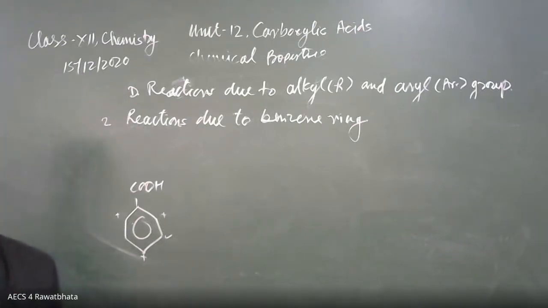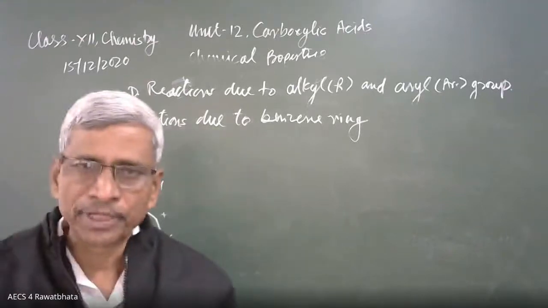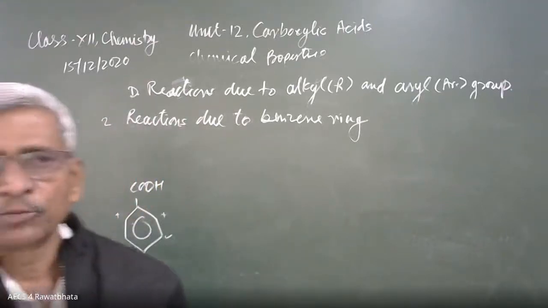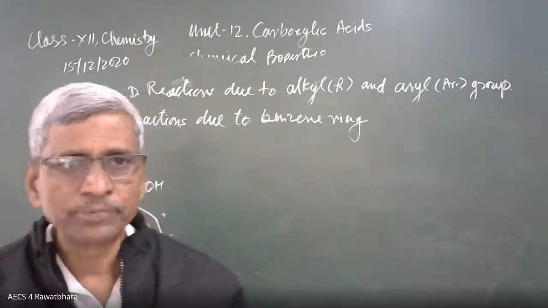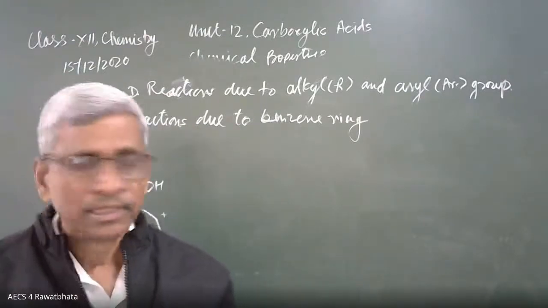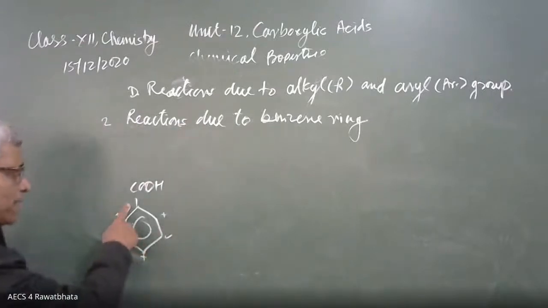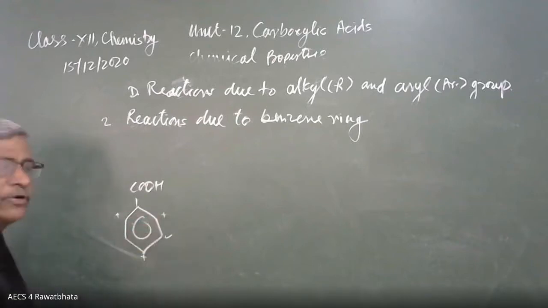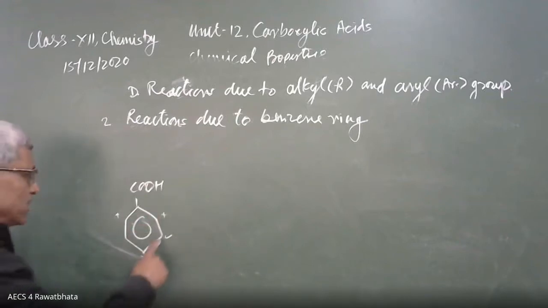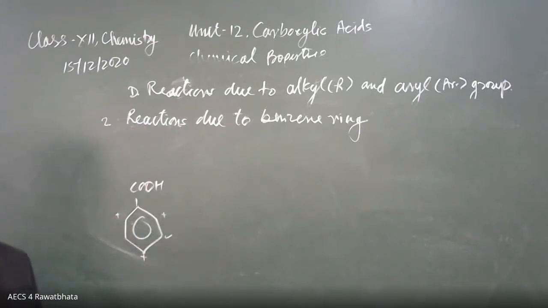In both conditions, whether electron pairs are donated to the ring or withdrawn from the ring, only ortho-para carbon atoms are affected. In case of withdrawal of pi electrons from the ring, ortho-para carbon atoms acquire positive charge, meaning electron density is greater at the meta carbon. That's why it is called a meta-directing group. This is the simple chemistry behind this.